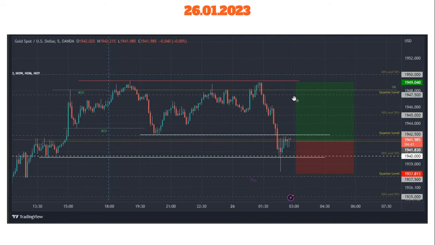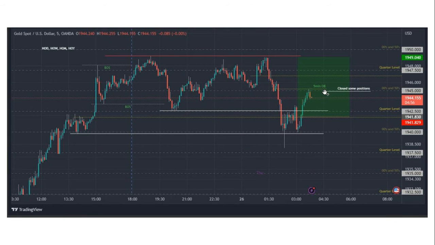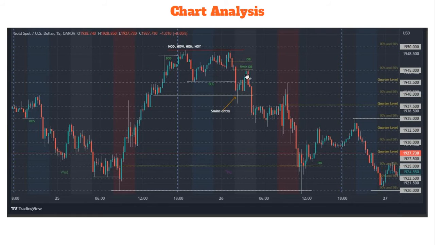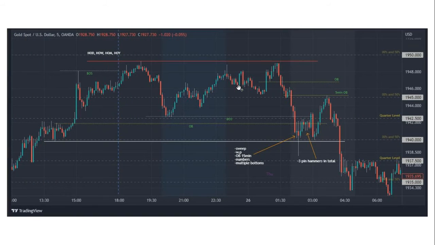And here on the 26th, we have another buy opportunity. Price reached this level. I took partial profits, moved the stop loss to break even. And this is where the 5 minute order block is. Price came back down and took out the stop loss at break even. This is where I entered the trade, but on the 5 minute time frame.